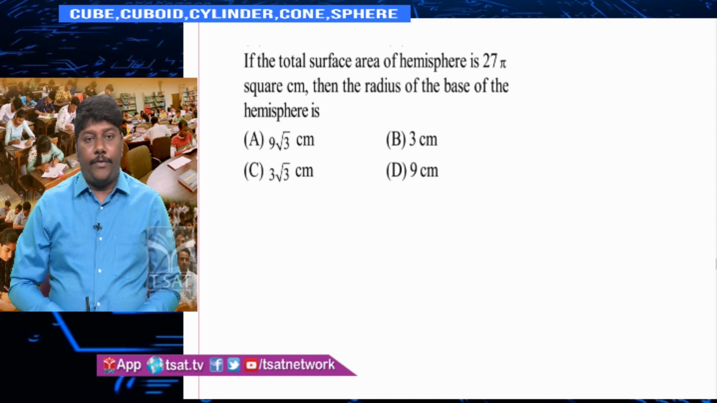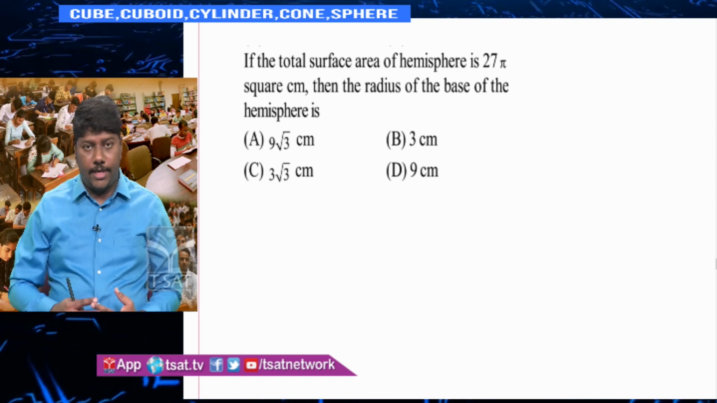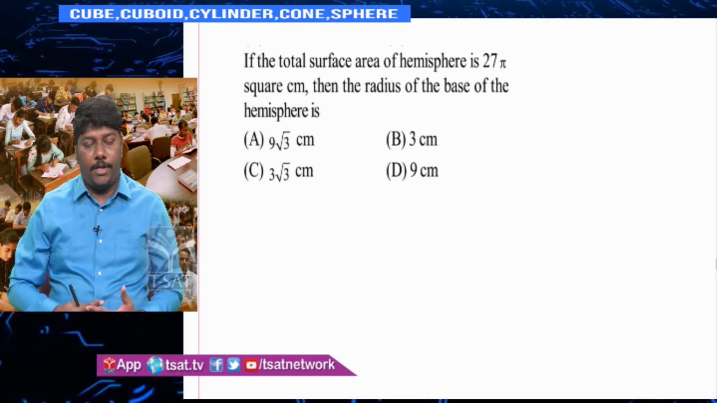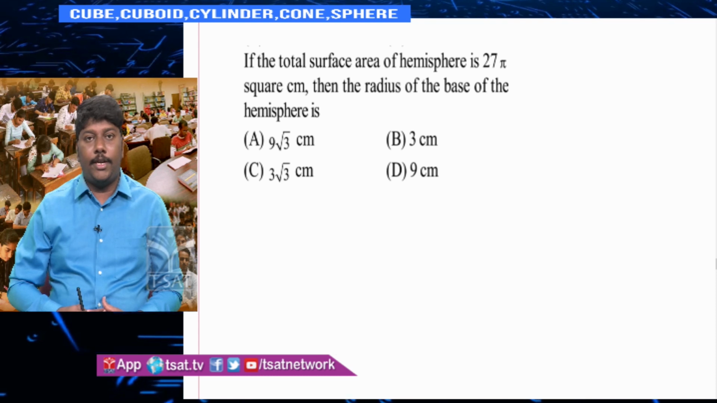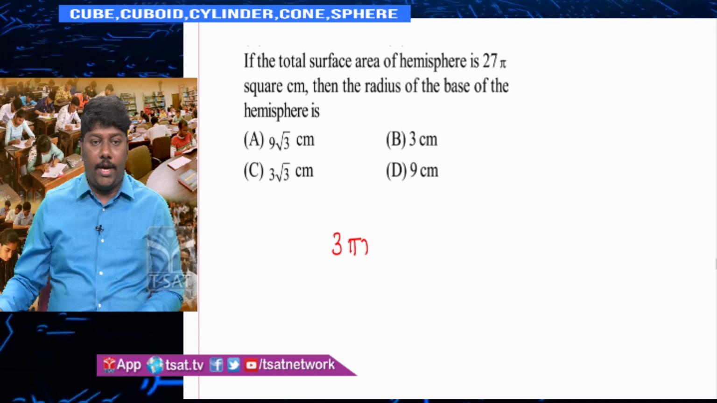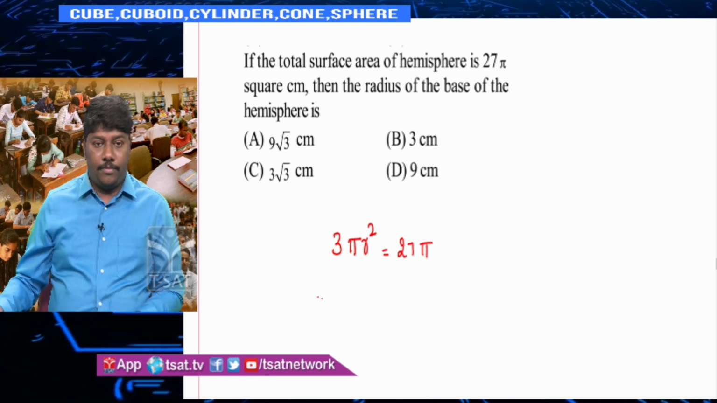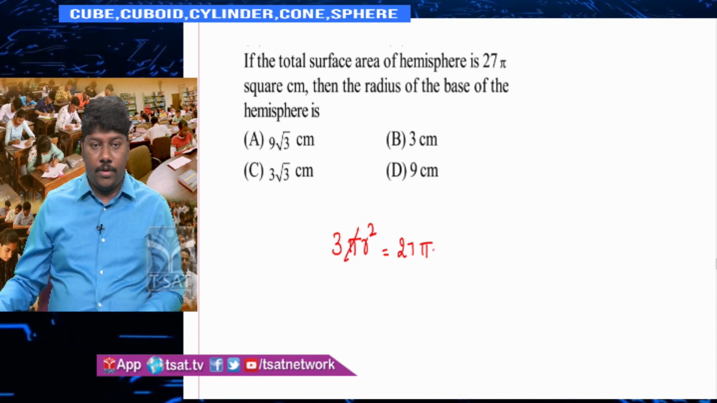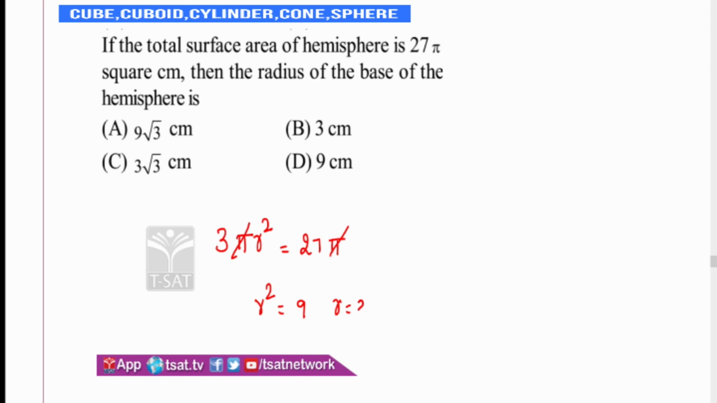Here the total surface area of a hemisphere is 27 pi. We know the curved surface area of a hemisphere is 2 pi r square, because it is just 2 circles we take, and when it comes to total surface area we take 3 circles, which is 3 pi r square. 3 pi r square is equal to 27 pi, pi cancelled. Therefore r square is equal to 9, r is equal to 3. So the base radius of the hemisphere is 3 centimeters. That's what is asked there.